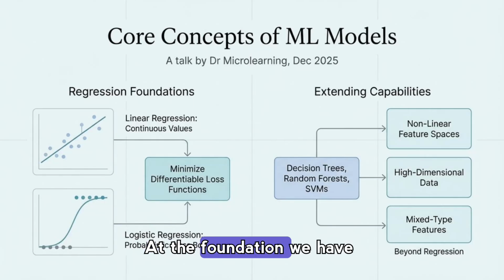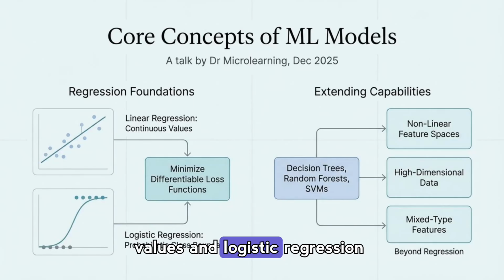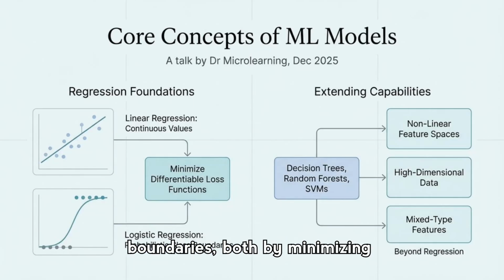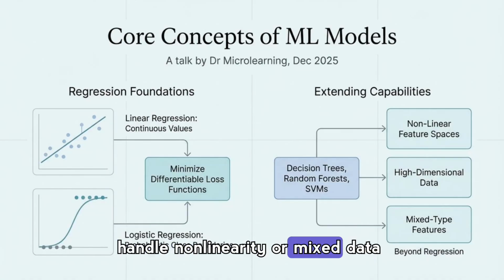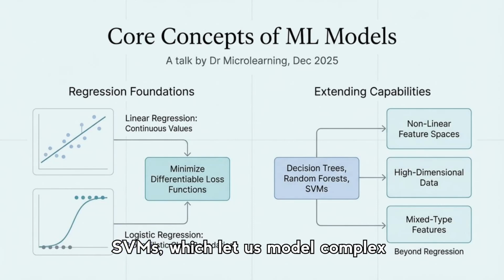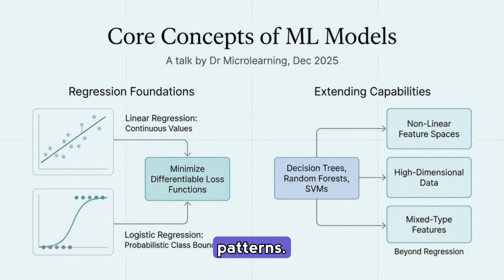At the foundation, we have regression methods. Linear regression predicts continuous values, and logistic regression estimates probabilistic class boundaries, both by minimizing differentiable loss functions. To handle nonlinearity or mixed data, we extend beyond regression with decision trees, random forests, and SVMs, which let us model complex feature spaces and high-dimensional patterns.